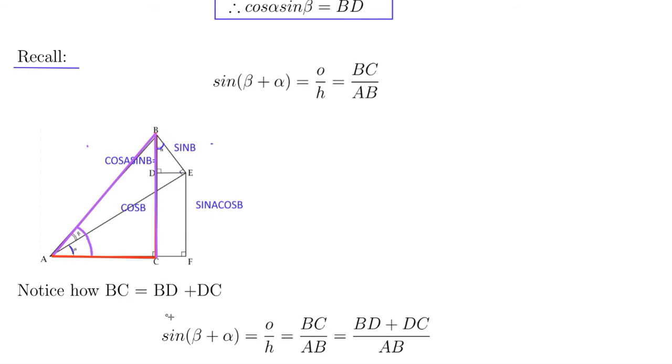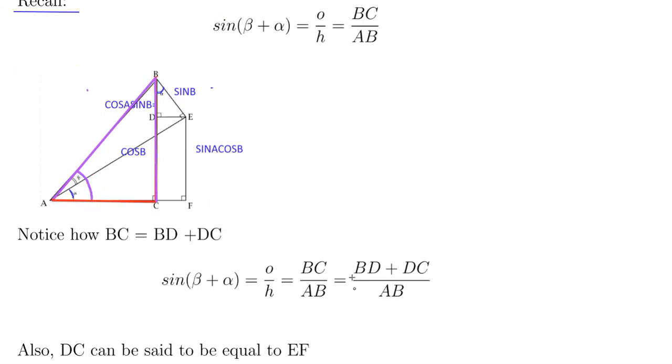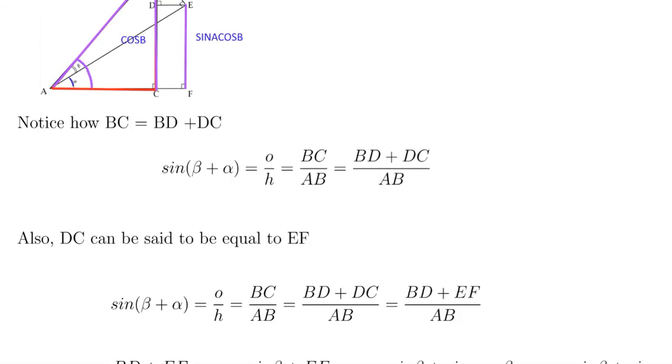Notice one thing though. Notice that BC can be broken down. It can be broken down into BD plus DC. And I'm going to do that. Instead of saying BC, I'm going to say, actually, you need to recognize that this can be written as that. It can be written as BD plus DC. And of course, hypotenuse is AB, so I'm going to keep that as is. Also, DC can be said to be equal to EF. What do I mean by that? I mean that this length here must be the same as this length here, right? And so there I have it. I'm going to say, well then, why not make that change? Instead of having DC, I'm going to have EF, like so.